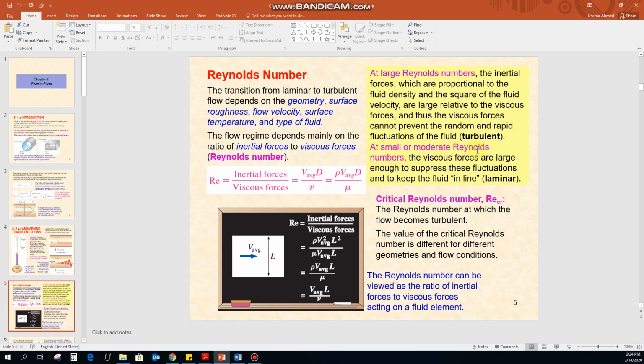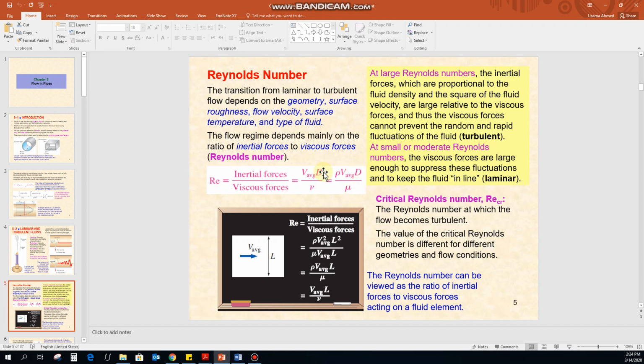At small or moderate Reynolds numbers, the viscous forces are large enough to suppress these fluctuations and to keep the fluid laminar. So in case of the laminar flow, this term in the equation, the viscosity, is very large. So overall the value for the Reynolds number can be low.